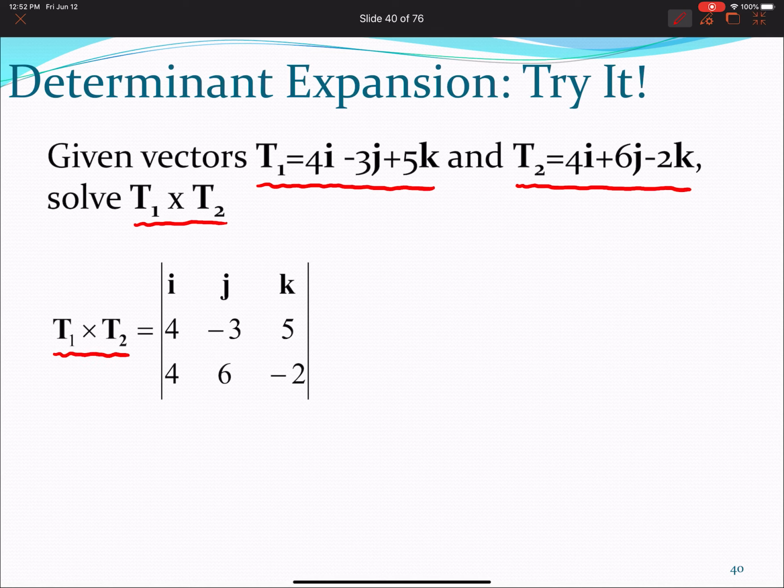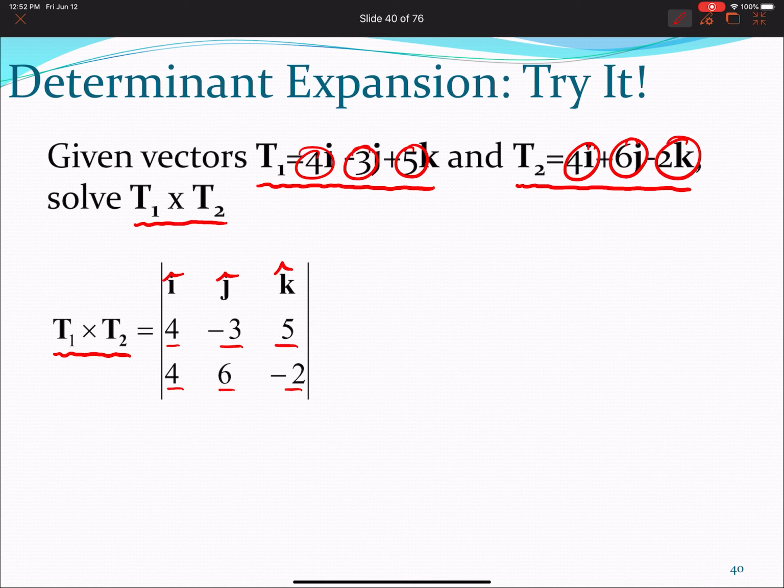So we write them over here. First row, i hat, j hat, k hat components. Second row, just the magnitudes of i hat, j hat, k hat of the first vector. So 4, minus 3, and 5. And then 4, 6, and minus 2. And then we proceed to solve the determinant.